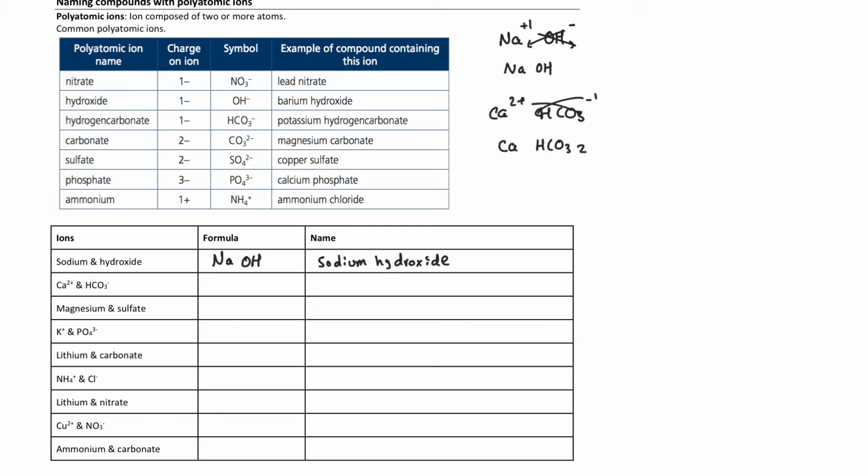That's not the case. You have to put a bracket here to indicate that there's 2 of hydrogen carbonates and not just oxygen that is being multiplied by 2. So this bracket helps group all of this together, and that's what you need to do. This is Ca(HCO3)2. And the name for this is going to be calcium hydrogen carbonate.